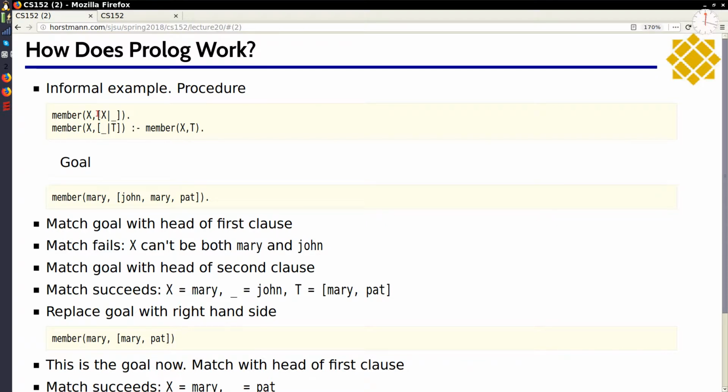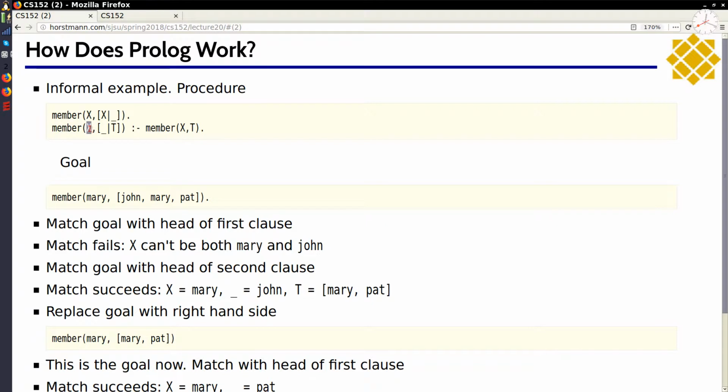If John, Mary, Pat has to be X and the vertical bar, then it's going to match those in turn. It says, okay, John has to be X, and the vertical bar has to be the tail, Mary, Pat. And now it's going to fail, because X can't simultaneously be Mary and John. So it's going to move on to the next choice. The next choice is this one here. It's only going to look at the head, and again, it's going to try to find a unifying variable assignment. So now we want to unify member X underscore T with this thing here. And this one is going to succeed.